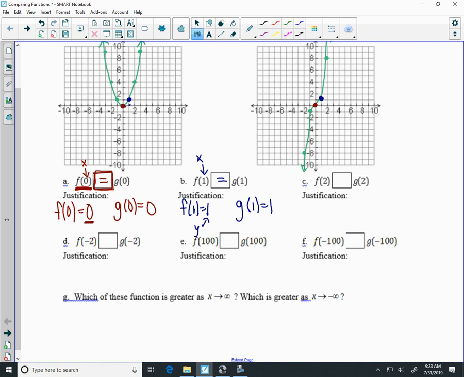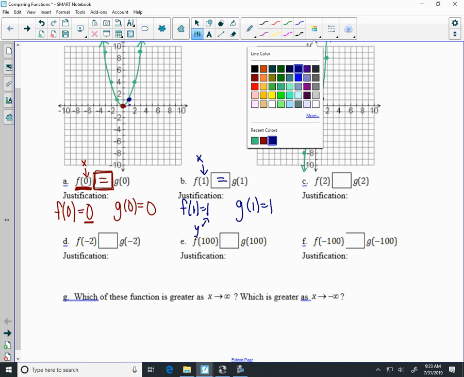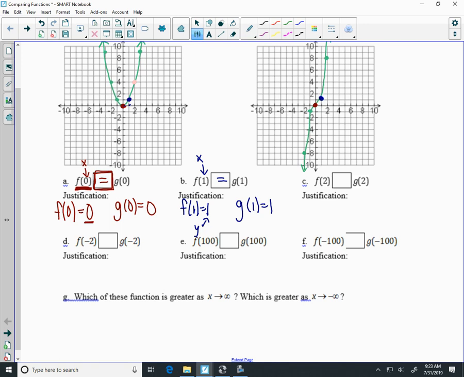Now at 2, things start happening here. So at 2, for f of x, our output is 4. So f of 2 is 4. G of 2 is 8. So our g of 2 is greater. 8 is greater than 4, so g of 2 is greater than f of 2.